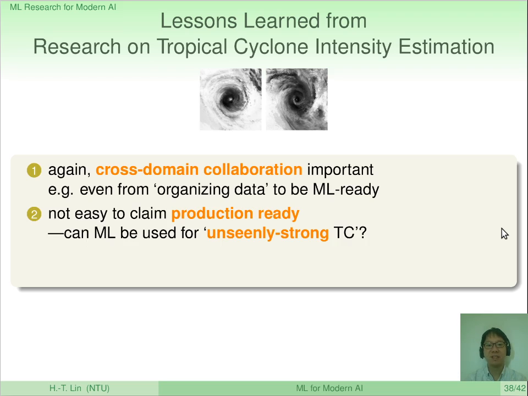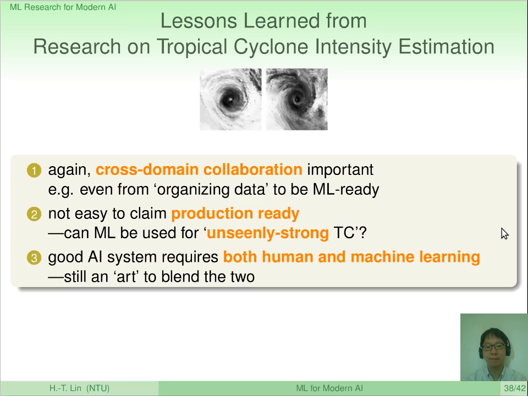And also, it's not that easy to claim production ready, to claim application ready, because, for example, our meteorologists still have concerns on whether the models can do well with unseen strong tropical cyclones, while they believe humans can do so. And a good AI system requires both humans and machine learning, as in the figure that I showed previously. And it's still an art to blend the two, to take people from the two sides to work together to build good AI systems.